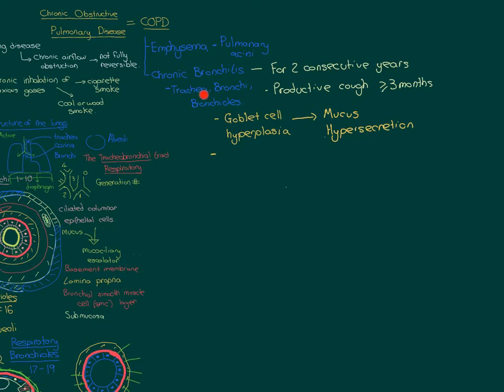So this applies to the trachea and the bronchi rather than the bronchioles. You're going to get submucosal gland hypertrophy. This is a change in the submucosal glands, which is why it only applies to the trachea and the bronchi, because remember, the bronchioles don't have submucosal glands. What does hypertrophy mean? Hypertrophy means getting bigger. So this means that the submucosal glands are going to get bigger.